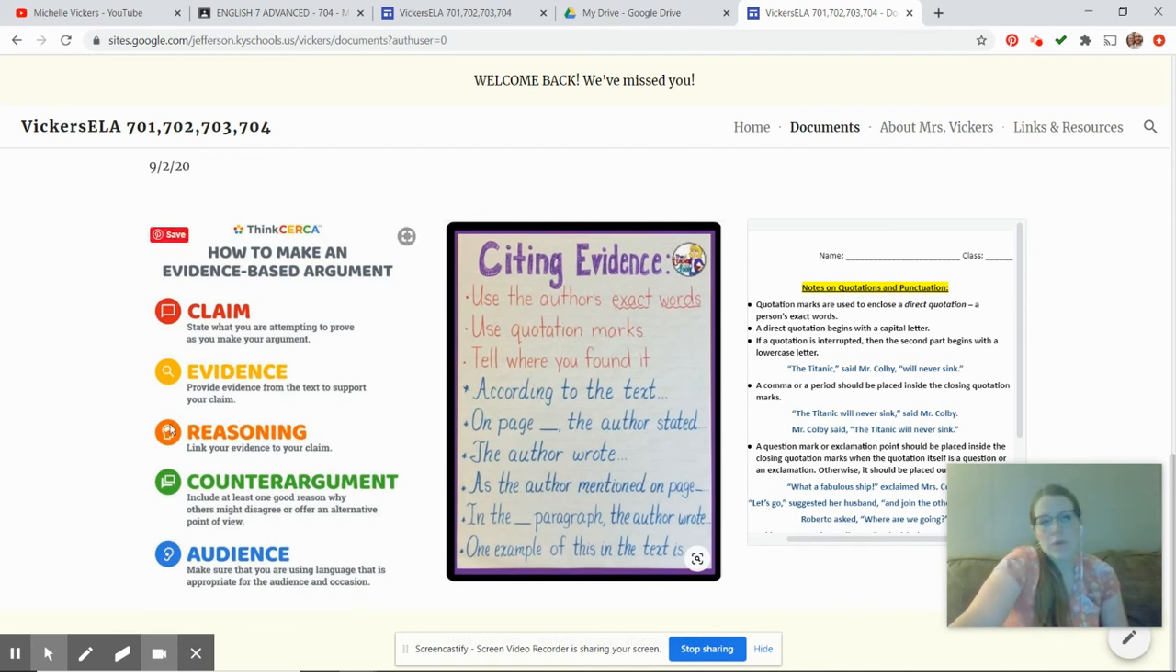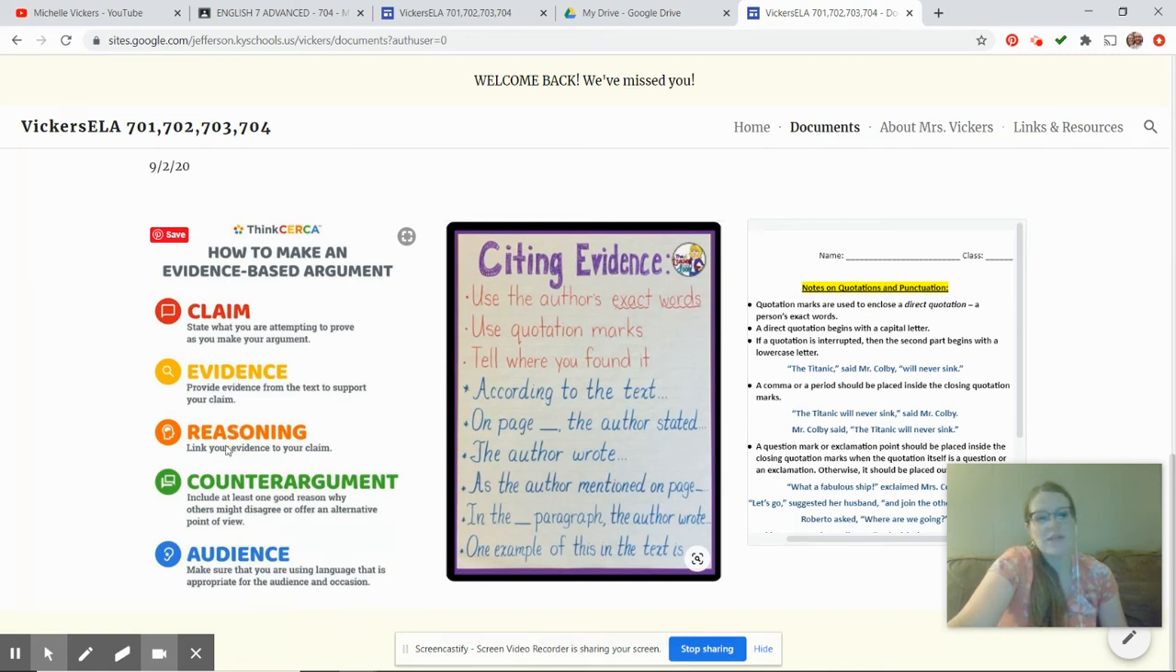So state what you are attempting to prove, what your answer is basically. Provide evidence from the text to support your claim. Link your evidence to your claim. You're connecting these two. If you can't do this well, you probably didn't pick good evidence.